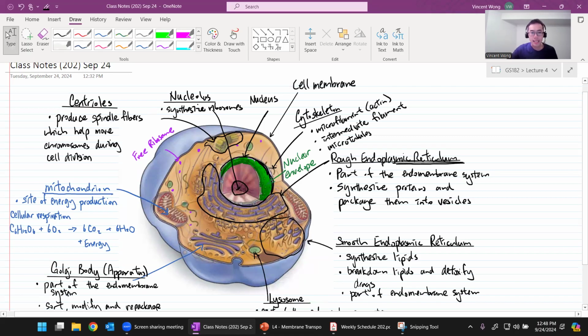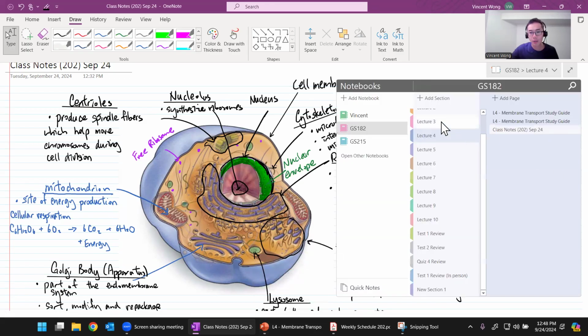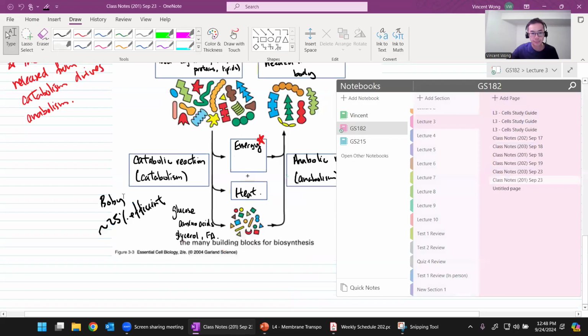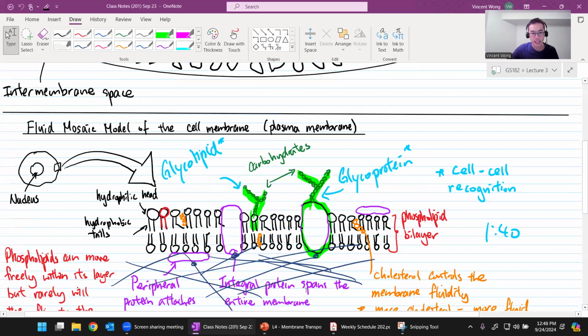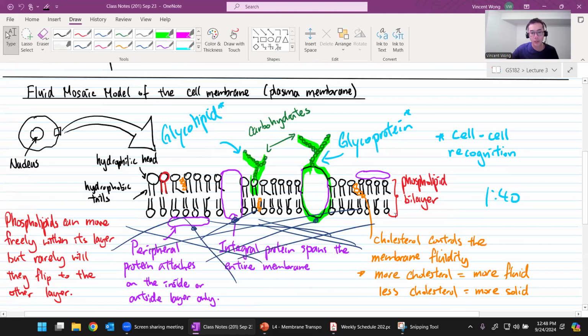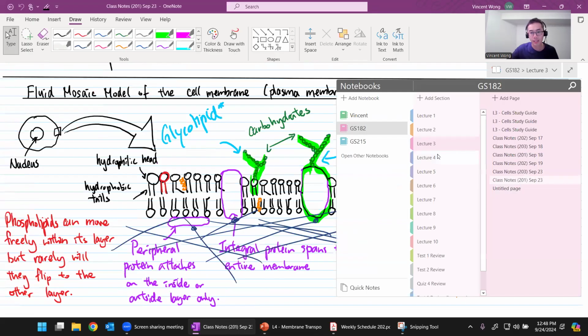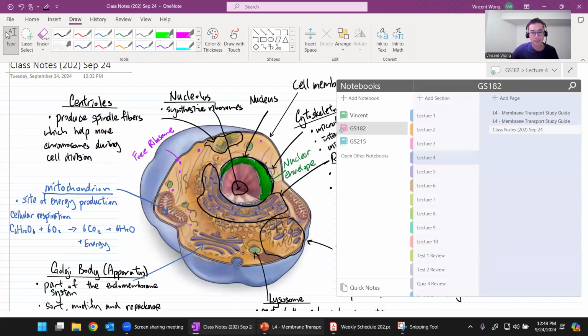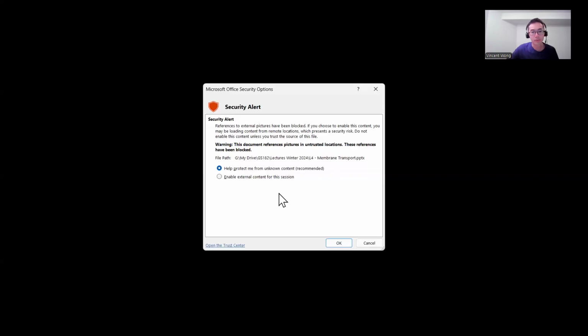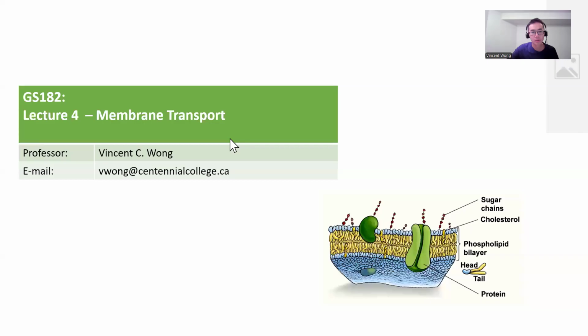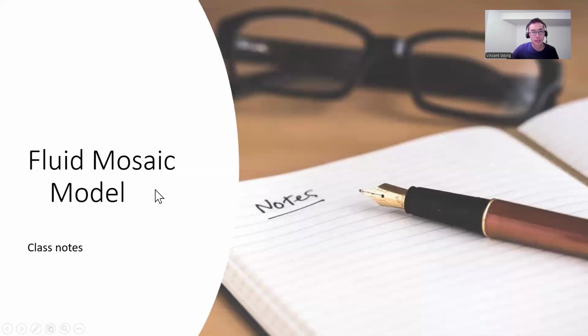Okay, so I was saying last time we drew the fluid mosaic model of the cell membrane. Looks something like this. And so we are gonna explore more about the cell membrane today.